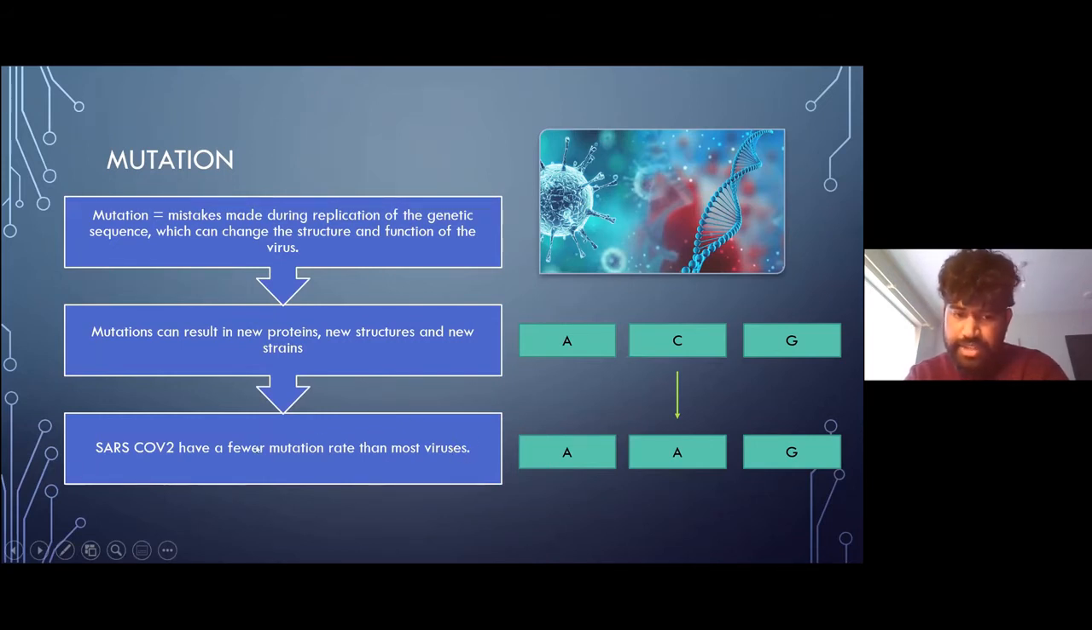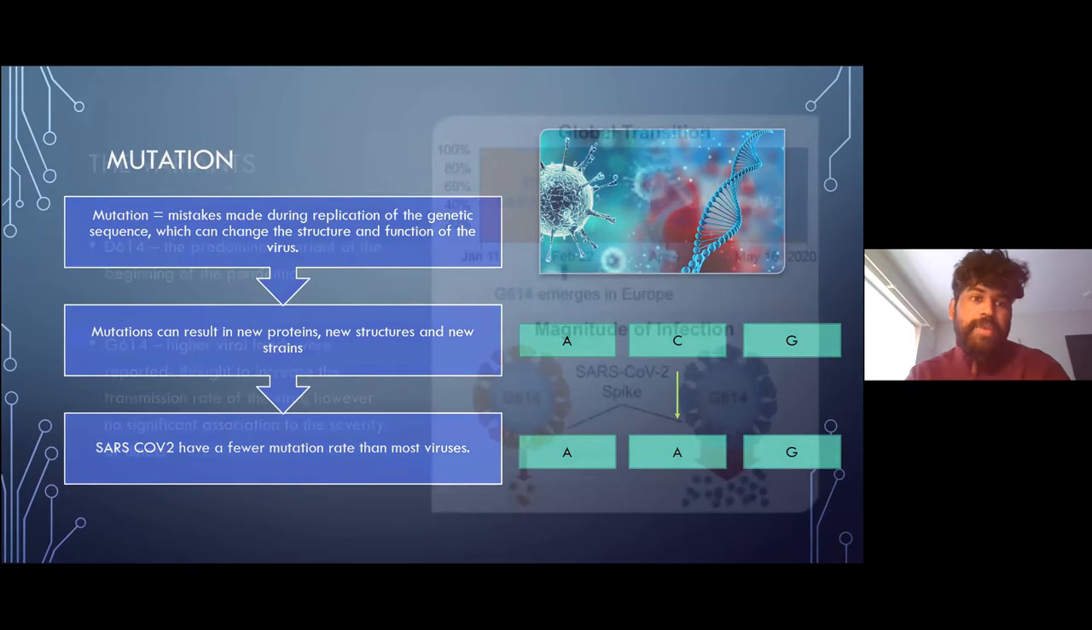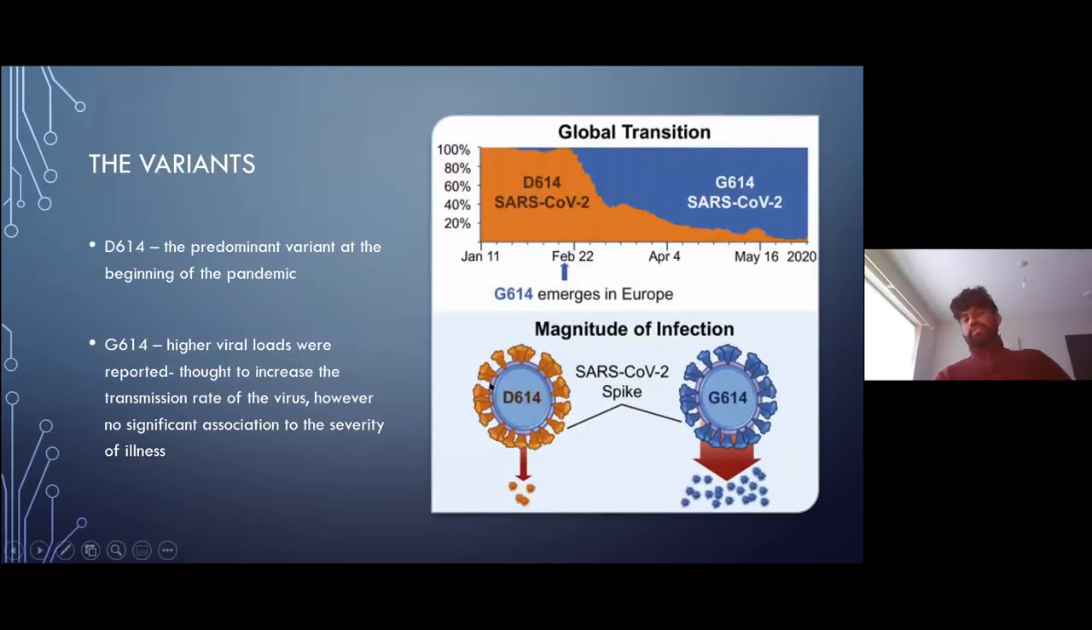And even if it does have fewer mutation rates, it's even more unlikely for these new strains, new types of viruses, to be any more advantageous. So the different variants: research was done, and what was found is that initially, at the beginning, there was a specific strain of the virus, which was D614. All that means is that at position 614 there was this amino acid, and that was the predominant variant at the beginning of the pandemic.